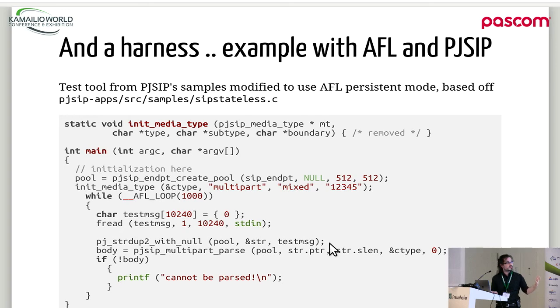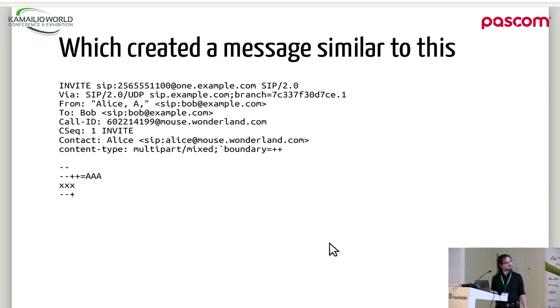But it's something like this where we just copied the code from the samples and added the AFL loop over there so that it can run its course and do its job, passing the malformed SIP messages in the corpora to the modules, to the functions that we wanted to fuzz.